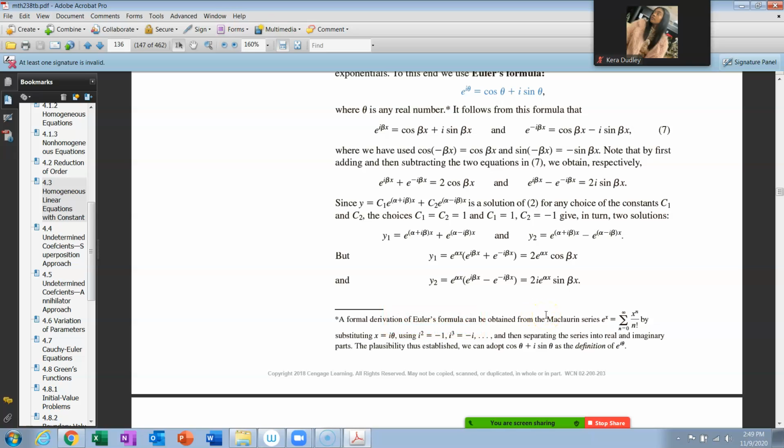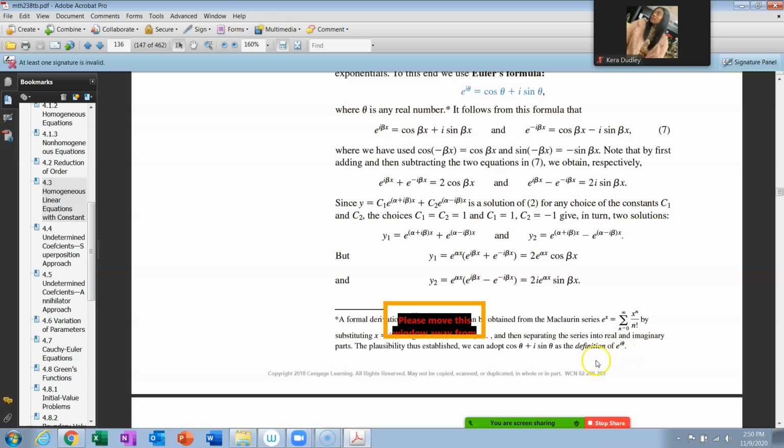Now, before we move along, let's just note this footnote here. Formal derivation of Euler's formula can be obtained from the Maclaurin series, and by the way, both of those names, Euler and Maclaurin, are potential paper topics, by substituting x equal I theta. I can't read because that block is in the way. Hold on just a moment. Okay, Maclaurin series there. I just didn't get it set in time.